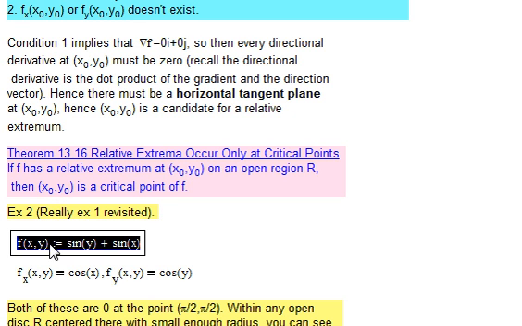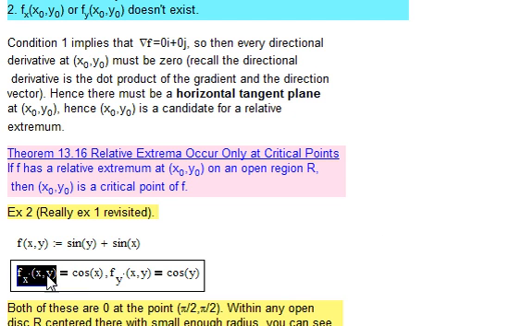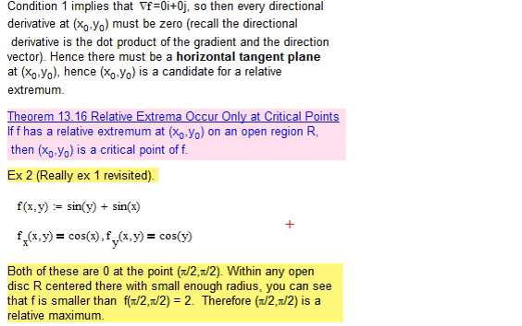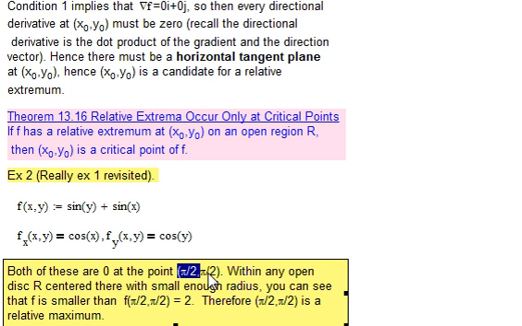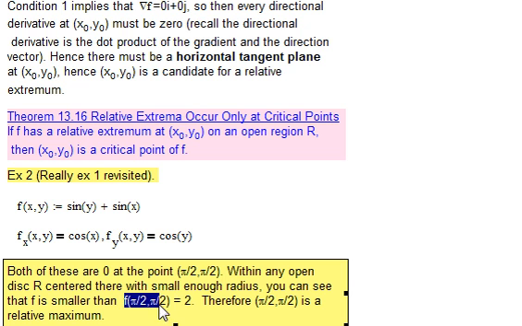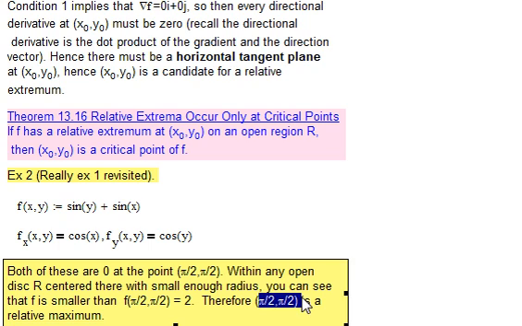So back to example 1. f of x, y is sine of x plus sine of y. The partial with respect to x is cosine of x. The partial with respect to y is cosine of y. And both of these are 0 at the point where x is pi over 2 and y is pi over 2. Within any open disk R centered there with a small enough radius, you can see that f is smaller than f of pi over 2, which is sine of pi over 2 plus sine of pi over 2, which is 2. So therefore pi over 2 is a relative maximum.